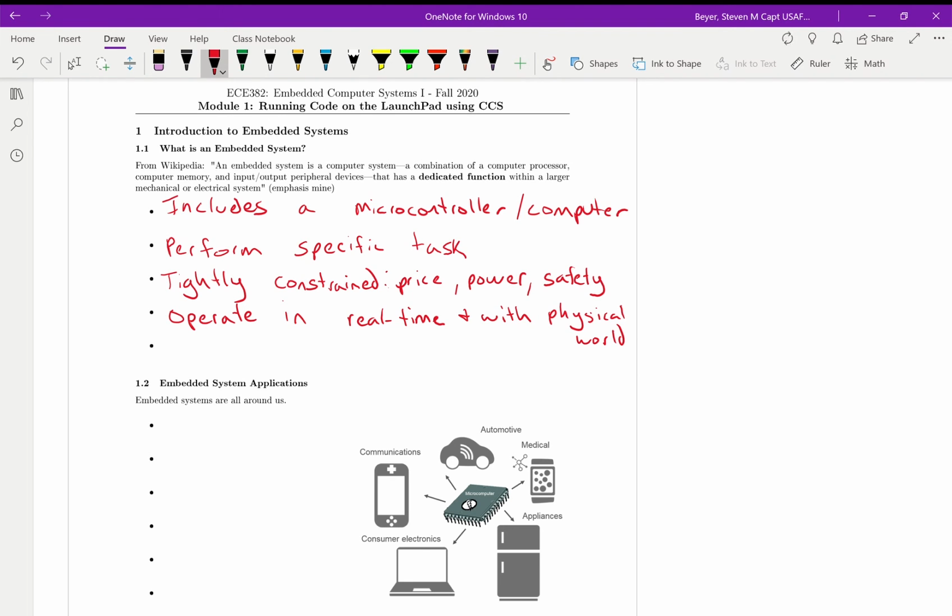And then typically there are small memory requirements. So like we said already, tightly constrained, but small memory requirements compared to, say, a general purpose PC. For example, the MSP432 that we'll be using for the robot doesn't have terabytes of memory.